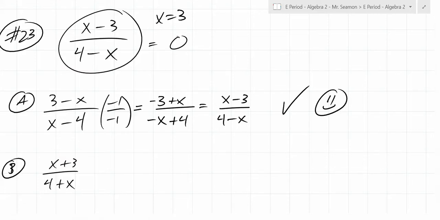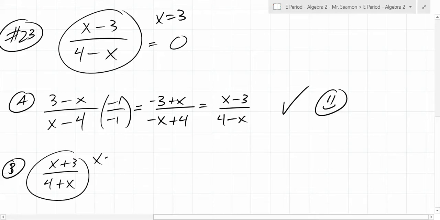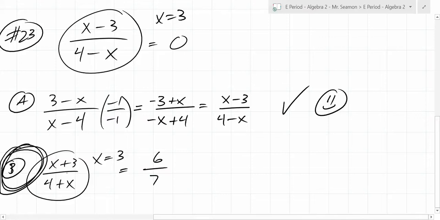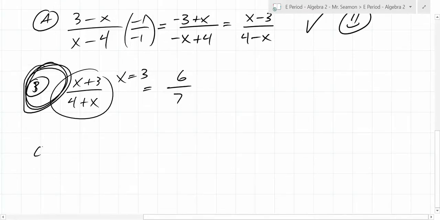So if two things are the same, they have to be the same for all values of x. What happens if you plug in 0 right here? X equals 3. What do you get? 6 over 7. That does not equal 0. So which one is not equal? It's b. And assuming, we can test the rest and see what happens here.